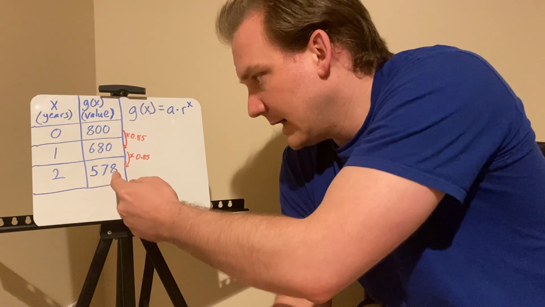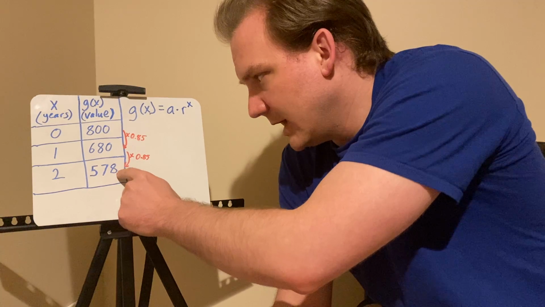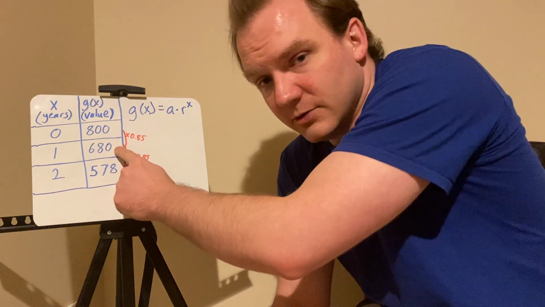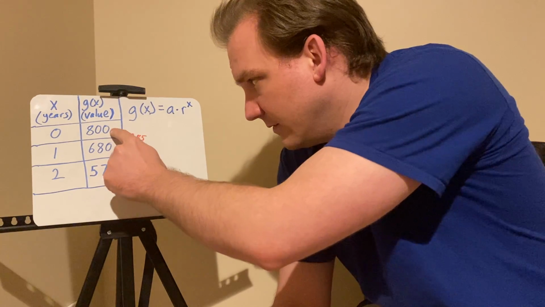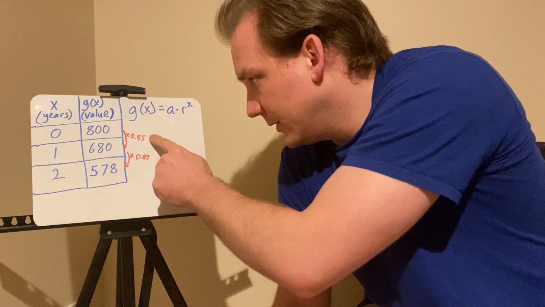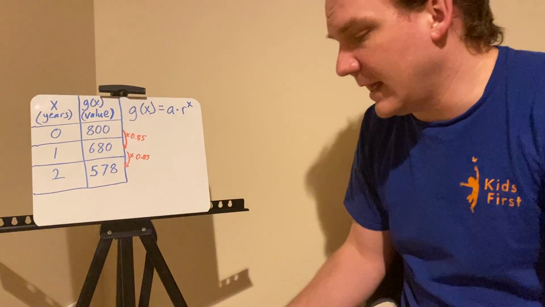How did I figure that out? Well, I just worked backwards. I did 578 divided by 680, and I got 0.85. And I did 680 divided by 800. I put that into a calculator and figured that out. I wrote that on here before I started this video. Now I want to come up with a function.